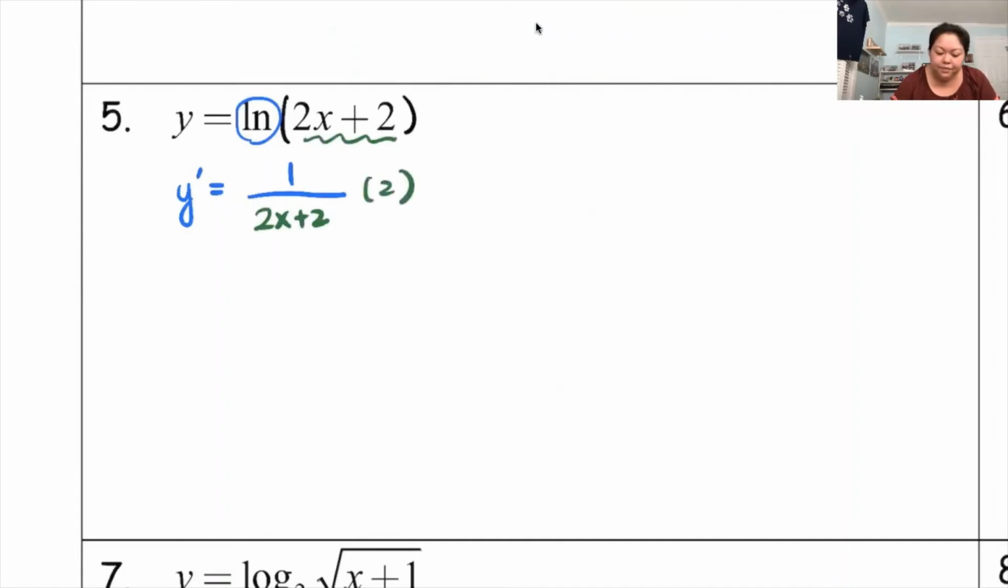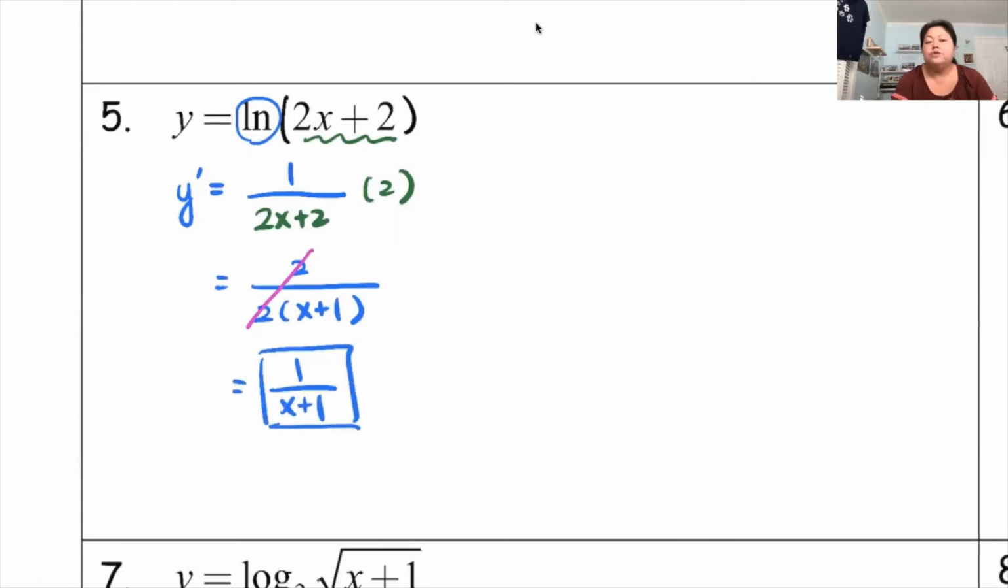Okay, let's clean up. We have 2 on the top, factor out 2 on the bottom, so that you can reduce out the coefficients and leave yourself with a nice clean answer, 1 over x plus 1. That is your derivative of this awesome natural log function. Okay. All right.